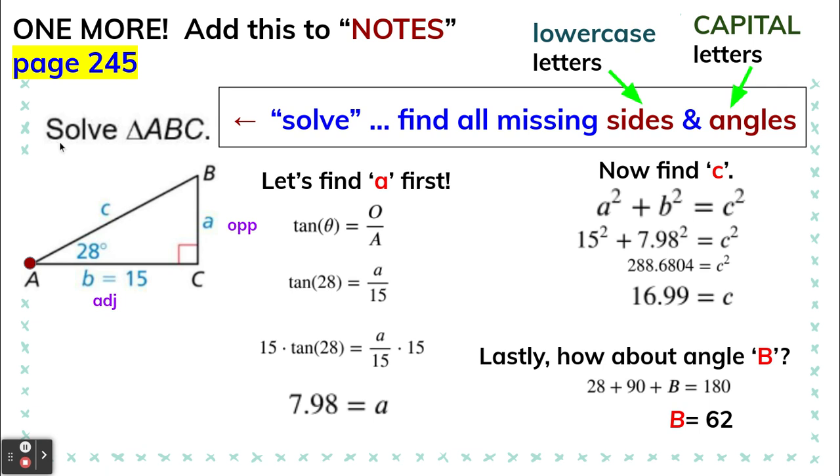So anytime it says solve the triangle ABC, that's what you need to do. You need to find everything that's missing. You will have a problem like this in the homework. Try your best. Don't give up on these. And please put a little note on your student journal where this problem is. It's definitely going to help you on the next quiz, okay?